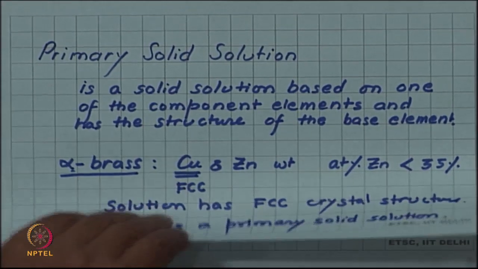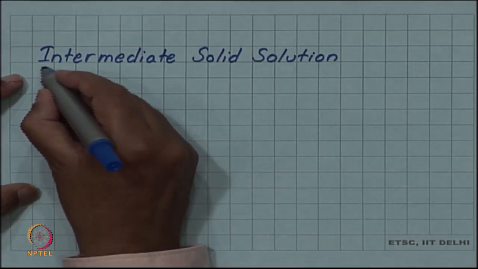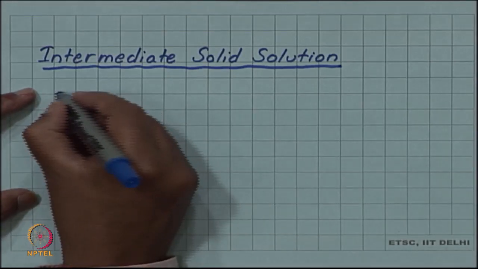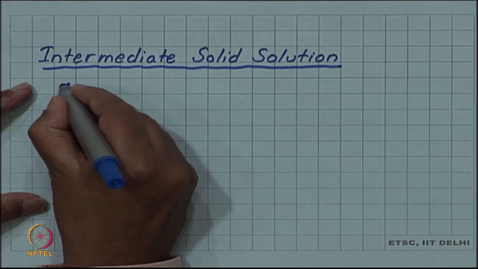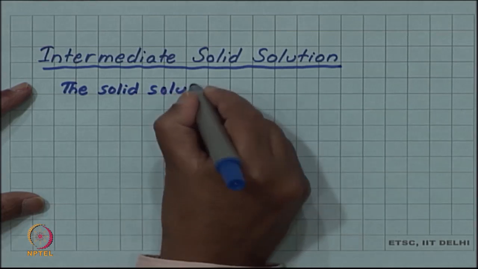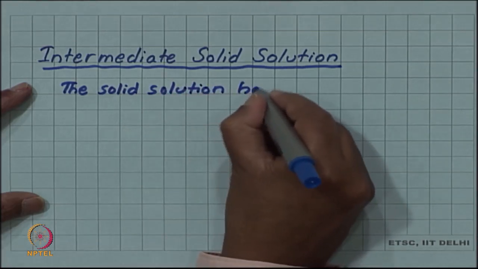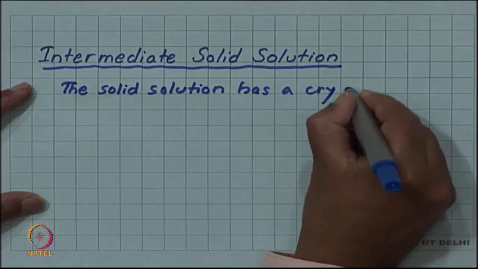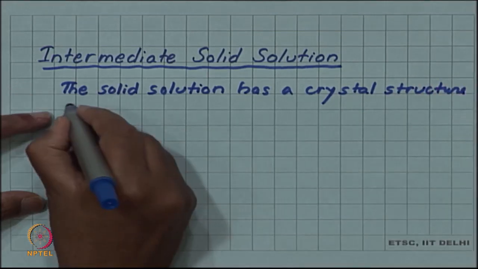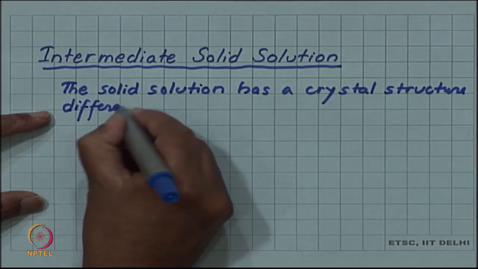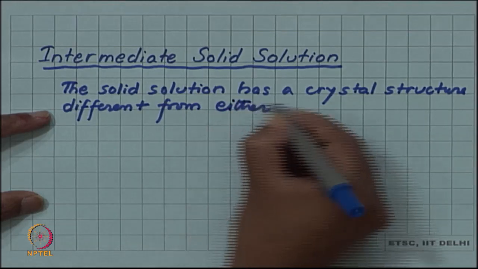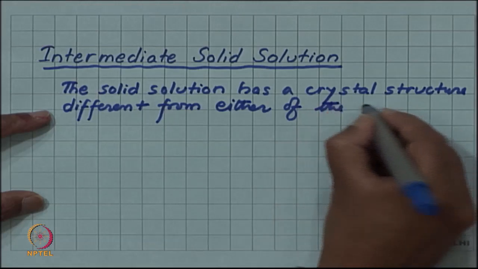The next type is the intermediate solid solution, and brass again gives an example of this, and that is beta brass. So, in an intermediate solid solution, the solid solution has a crystal structure different from either of the component elements.